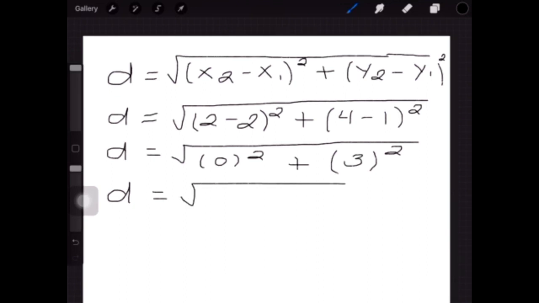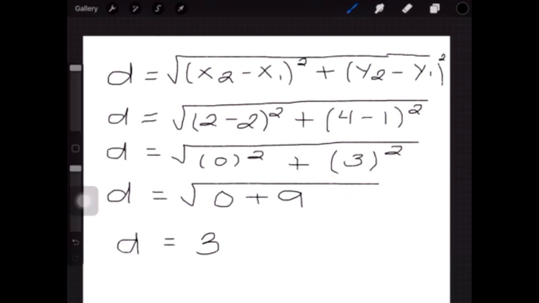Draw a Cartesian plane, plot the given coordinates, then solve for the distance, substitute the values like so, subtract 2 with 2, then subtract 4 and 1. The distance is 0, then 3. Raise both numbers to the second power, square 0, which is 0, then square 3, which is 9. Add 0 and 9, so the answer would be 9.